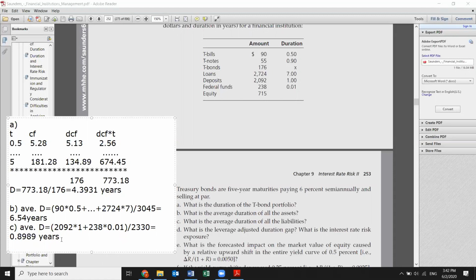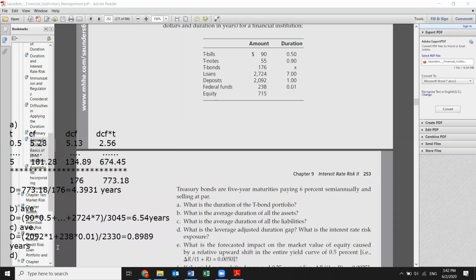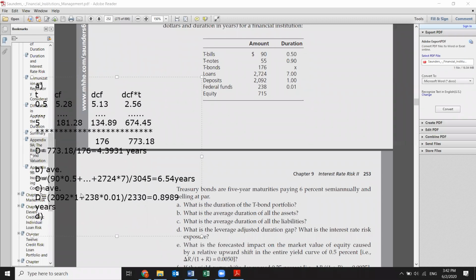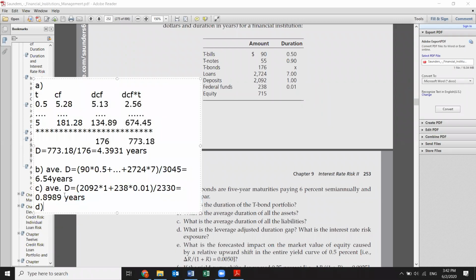Do you have any questions? Okay, what is part D? What is the leverage adjusted duration gap? And what is the interest rate exposure to it? So we know that duration gap is equal to duration of asset minus duration of liability times K. This will give you the leverage adjusted duration gap.